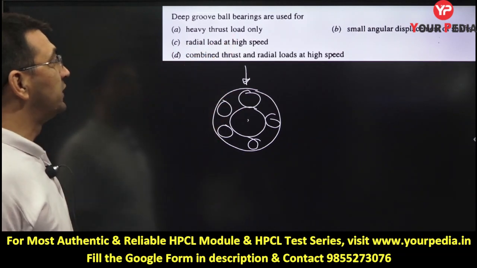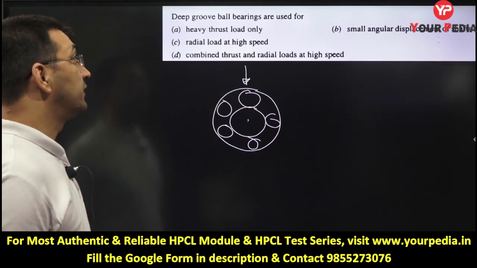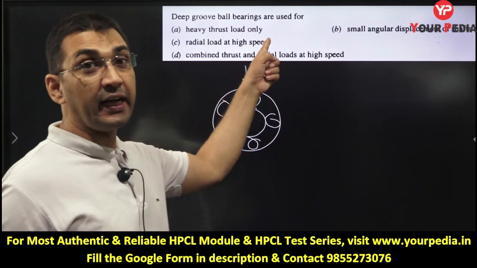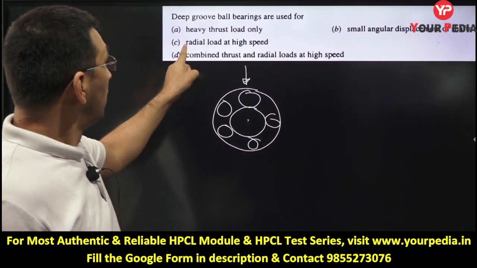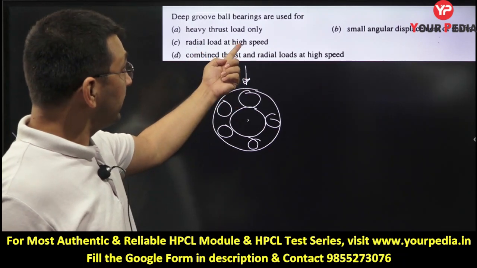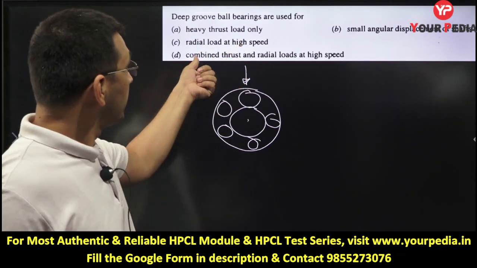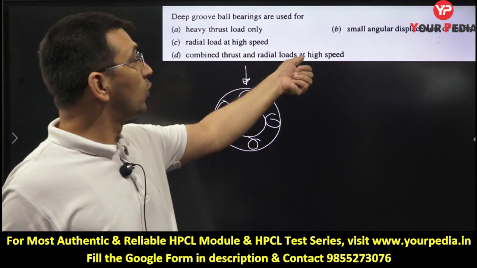Radial load at high speeds, it can carry. It can carry radial load at high speeds, no issue. Ball bearings we can use at high speeds. It carries radial load, that is okay. This statement in itself is also correct. Combined thrust and radial loads at high speeds.